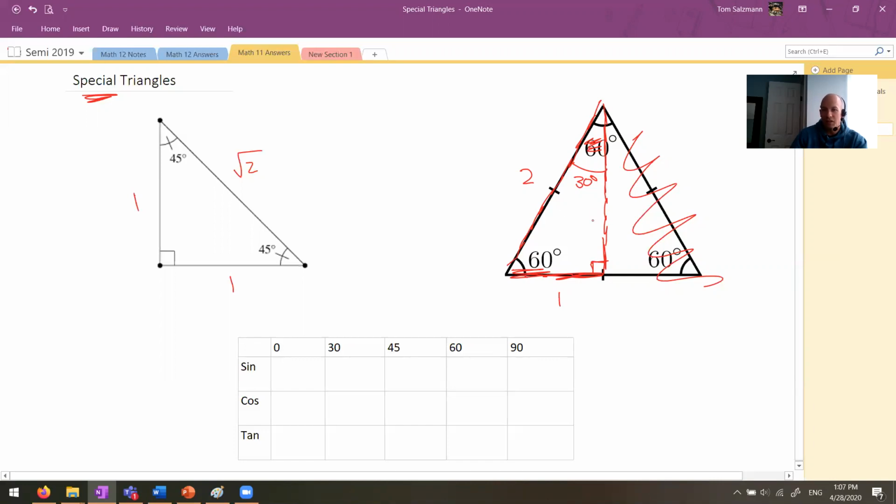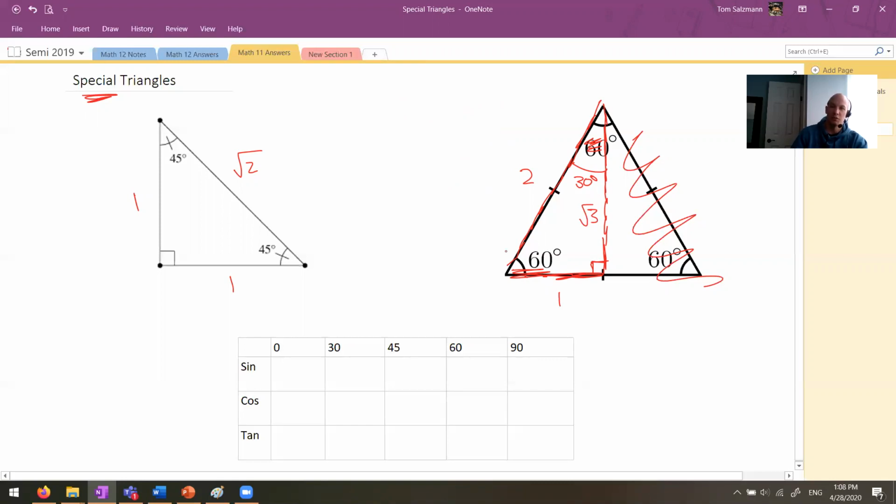And this side right in here, if you do some Pythagoras again, let's just call that x for now. So it'd be 1 squared plus x squared equals 2 squared. In this case, x squared equals 2 squared minus 1 squared. So that's 4 minus 1, so that's 3. So x squared equals 3. That means x is equal to the square root of 3. So what I formed here is the second special triangle, which has side lengths 1, root 3, and 2.